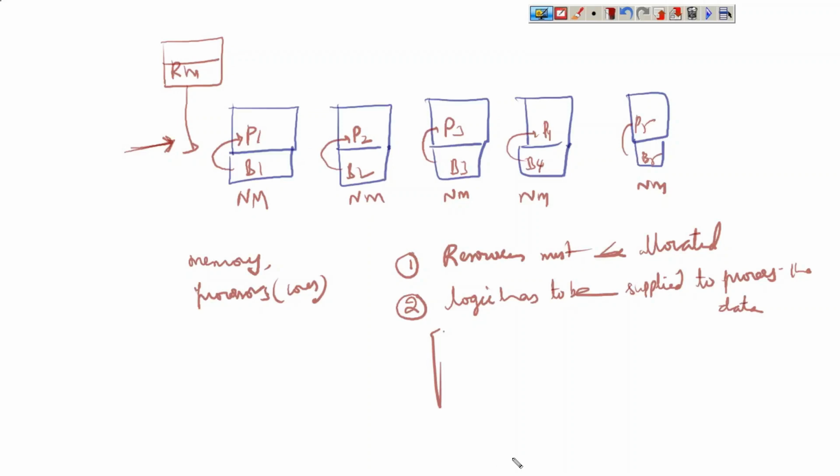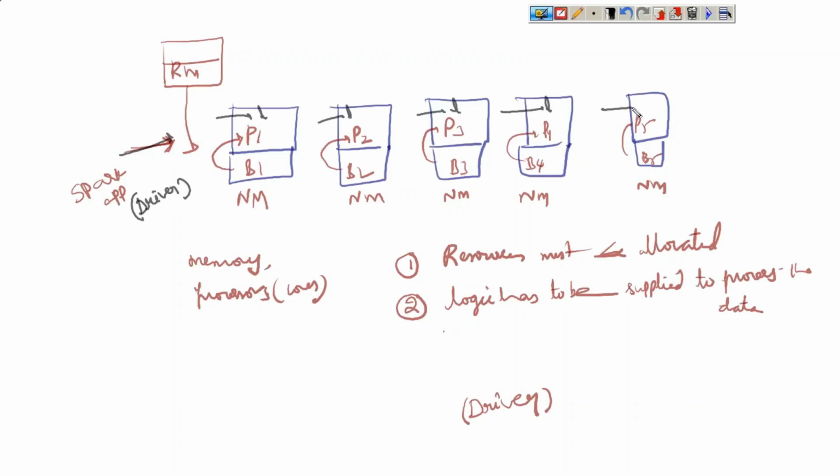That's what I told you here. This logic will be supplied to all the nodes by a program called the driver program. So we submit a Spark application. This Spark application internally is going to create a program called the driver program. That driver program will supply the logic to all the nodes.